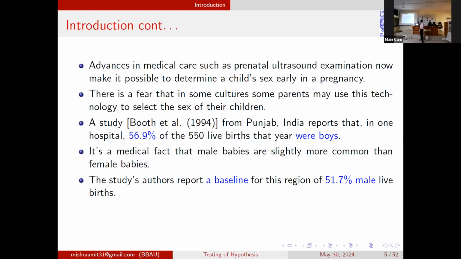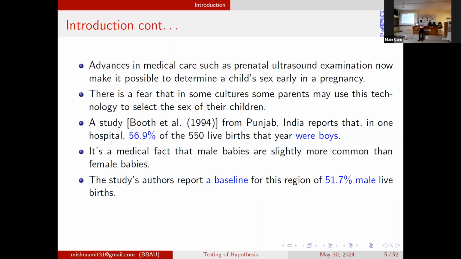So there were 550 births and almost 57% were boys. Usually it should be 50-50%, but actually there is medical evidence that this is not 50-50. It is actually 51-49, which is more than 50. Medical evidence is there, but this is 57.